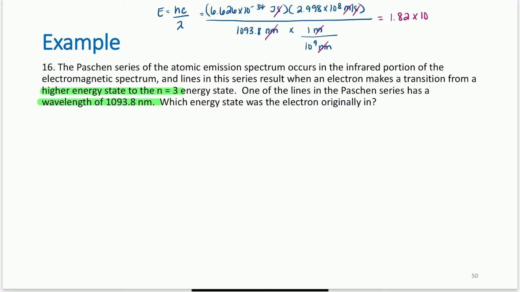1.82. Oh, sorry, I should keep one more sig fig there. Let me actually check this on the calculator really quick because I didn't write down the right number of sig figs. 6.626 times 10 to the minus 34 times 2.998 times 10 to the 8th divided by 1093.8 converted to meters from nanometers. 1.816. I have 4 sig figs here, 4 here, and 4 here, so I do need 4 sig figs. Times 10 to the negative 19th joules. Now, this is the energy associated with that wavelength.